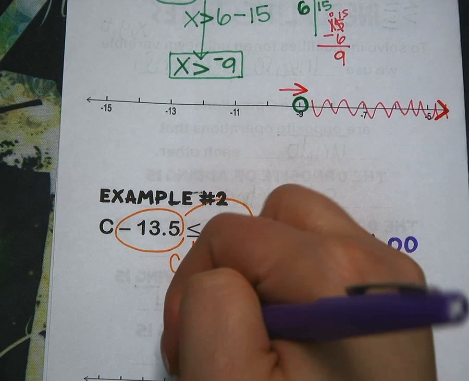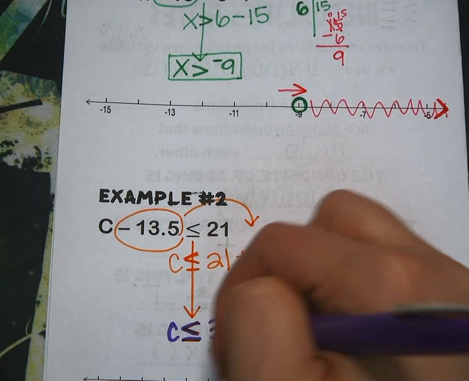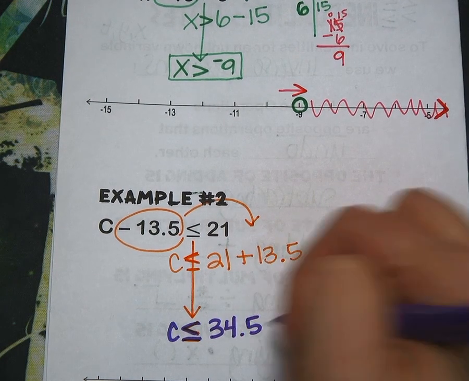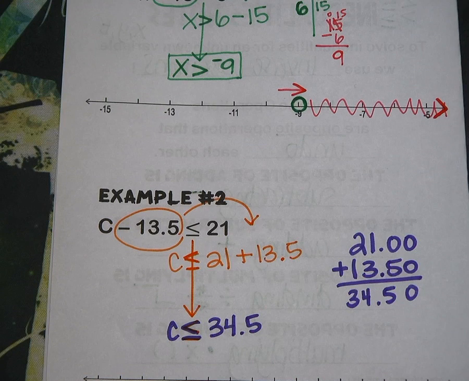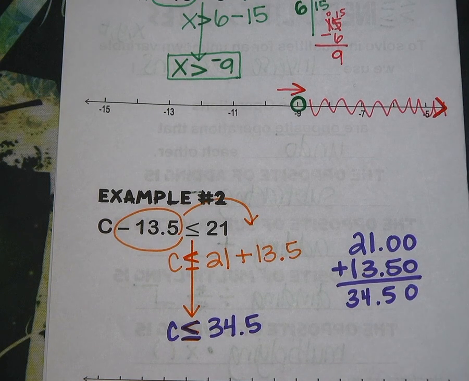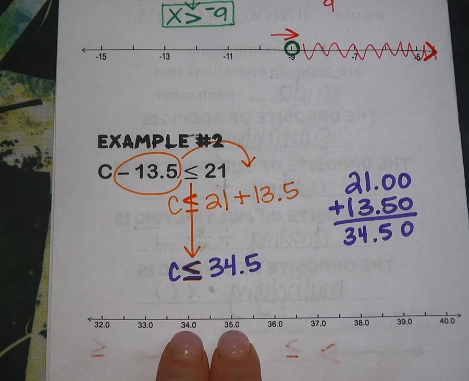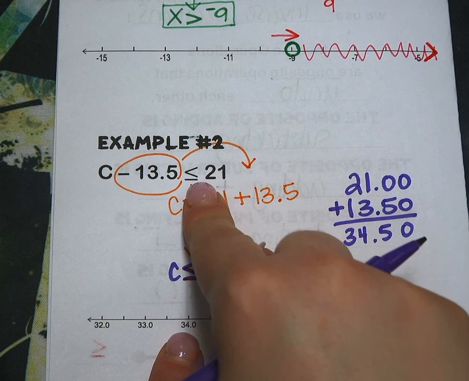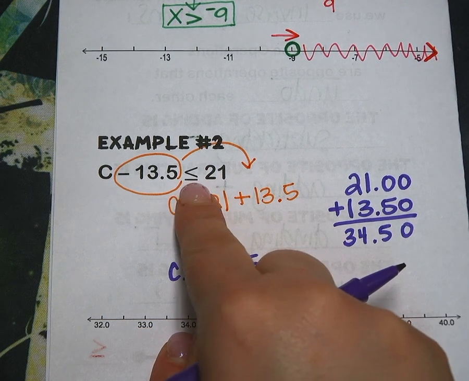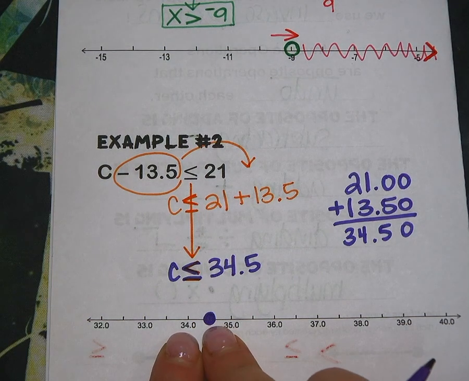So my answer was C. The symbol stays the same. And then again, we have 34.5. Okay, so I go to 34.5, which will be right in between $34 and $35 on my number line. Okay, and I'm going to put my dot in the center, and I look at my symbol and I say, oh, it has an equality line. So that means it's going to be equal. I can shade my dot in.